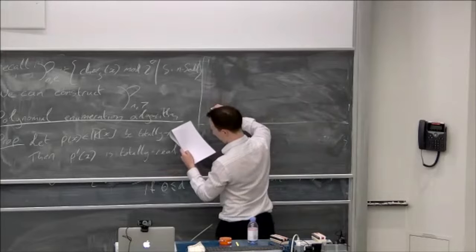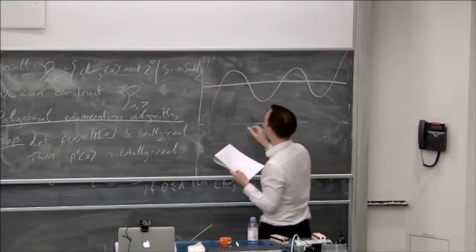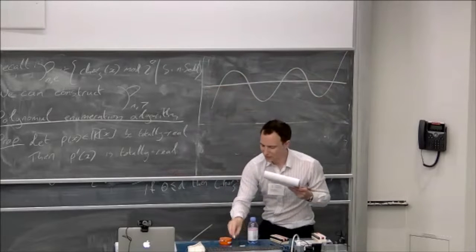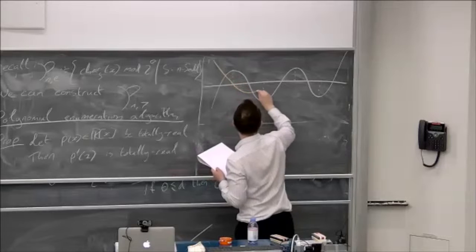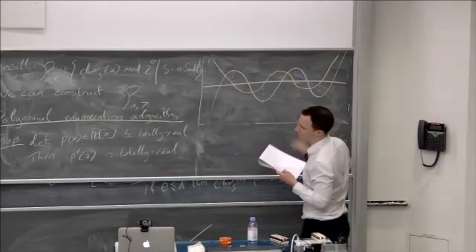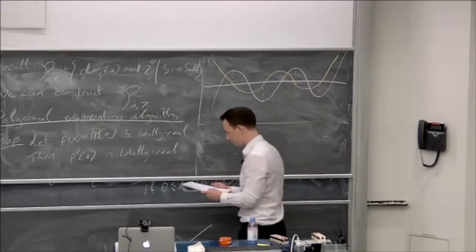If you haven't seen this before, here's a picture of a polynomial. It's totally real. And I'll use yellow to draw the derivative. It'll come down like this and look something like that. And so the derivative is totally real. Hopefully that picture convinces you.